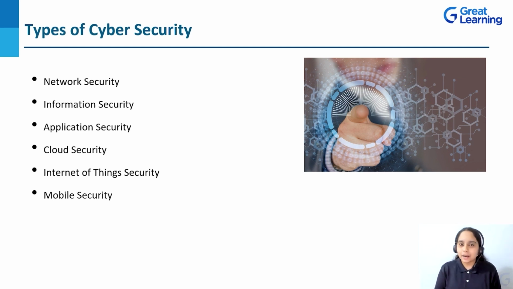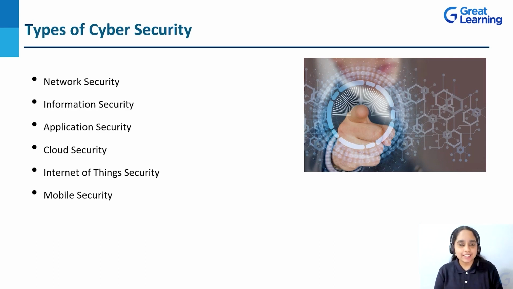Application security. Application security is the process of increasing the security of web and mobile applications to protect data from attackers. Cloud security. Cloud security is the set of policies and procedures that aims at protecting cloud-based applications and systems.